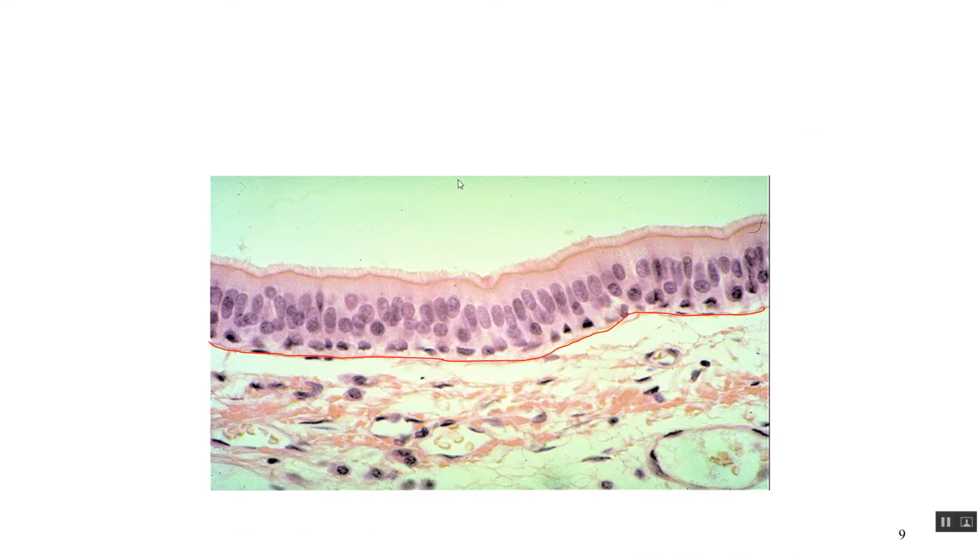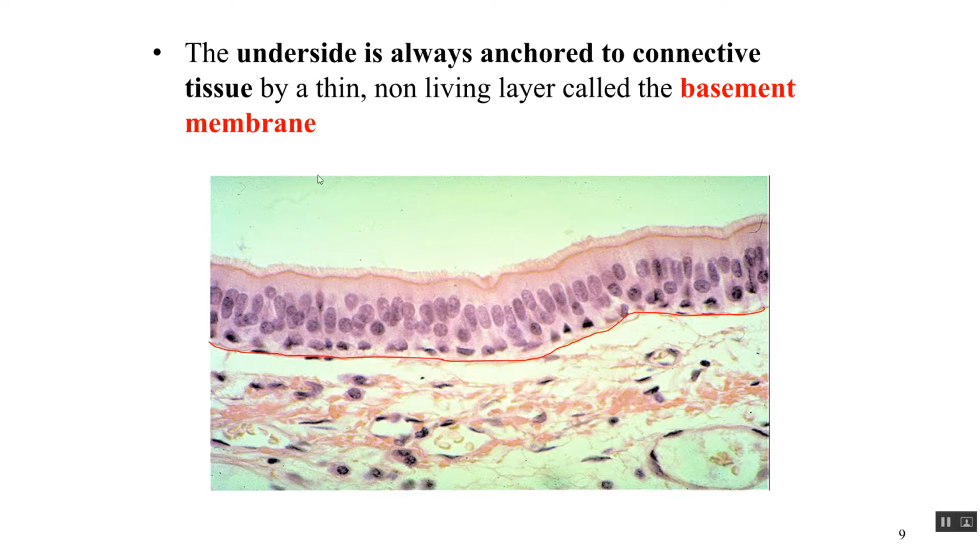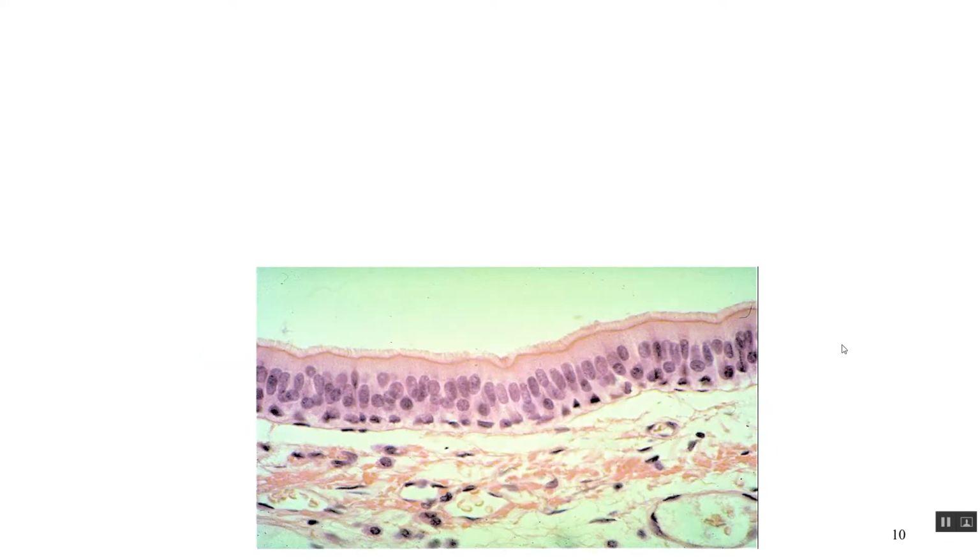All right, so this picture right here is the underside. Okay, so just like the last picture that we looked at. So right here's the epithelial tissue, down here is the connective tissue. The underside is always anchored to our connective tissue by a thin, non-living layer called the basement membrane. So there's just another thin layer of tissue that kind of holds everything together, and we call that the basement membrane.